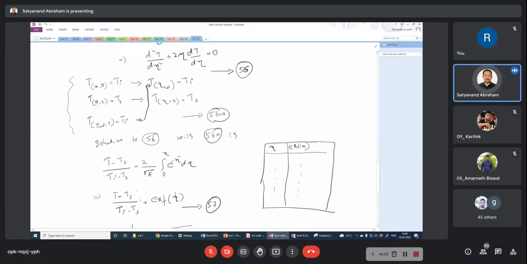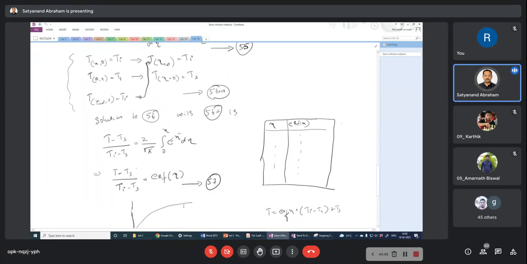X is given as 25 mm. Correspondingly, the temperature is given as 50 degrees Celsius. Ts is given as 25 degrees Celsius, and Ti is given as 300 degrees Celsius. So the only unknown is going to be the time t.